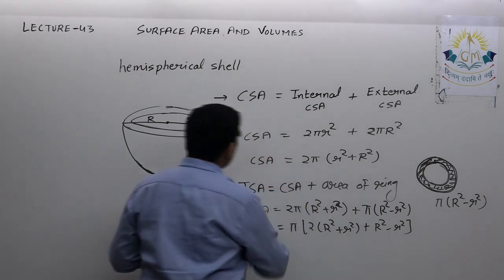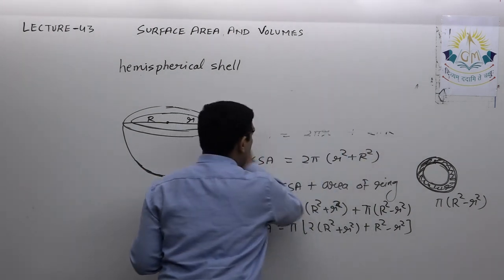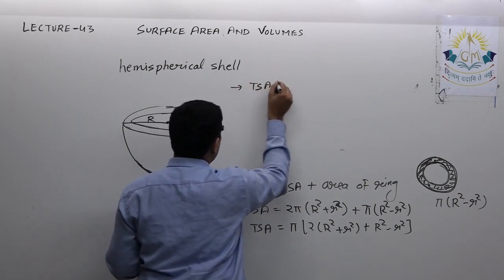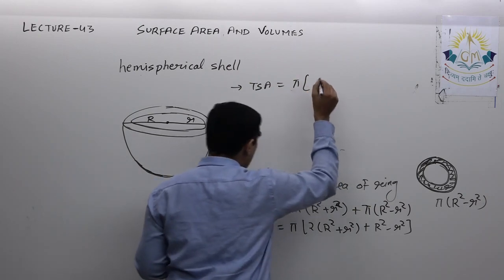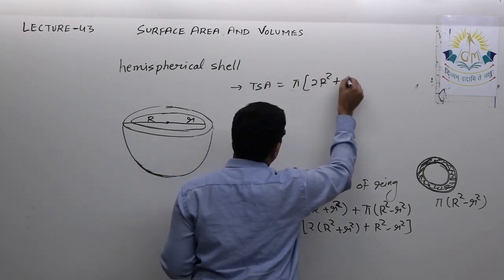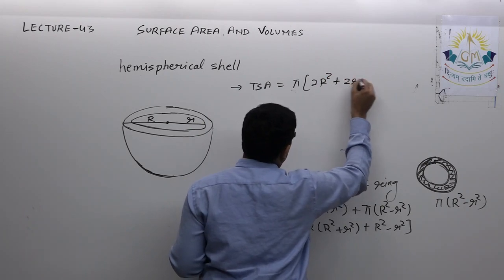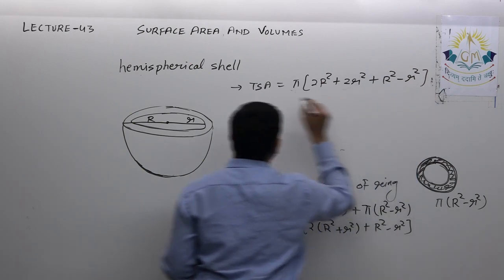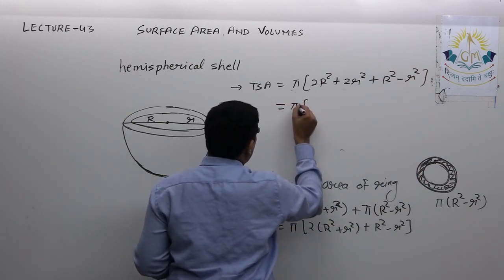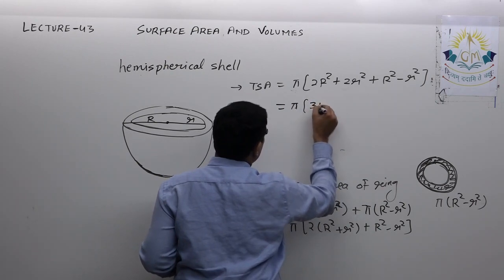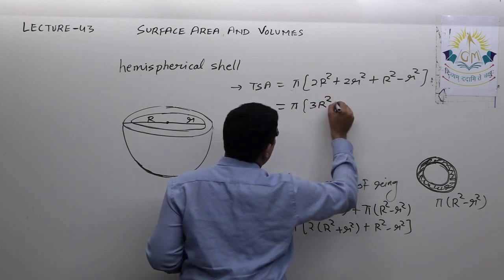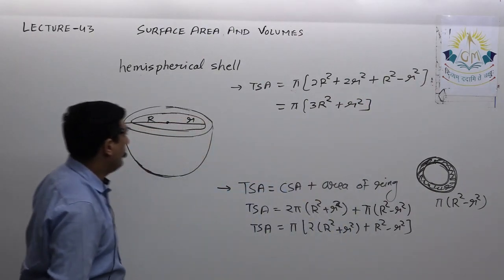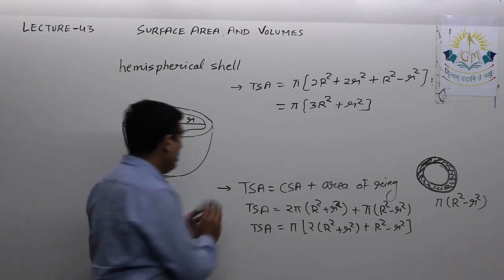Okay, so TSA is this. TSA further I write in this way: TSA is equal to pi times, 2 small r square plus capital R square plus capital R square minus small r square. Now 2r square plus r square is 3r square, and 2r square minus r square is r square. This is the total surface area of the hemispherical shell.